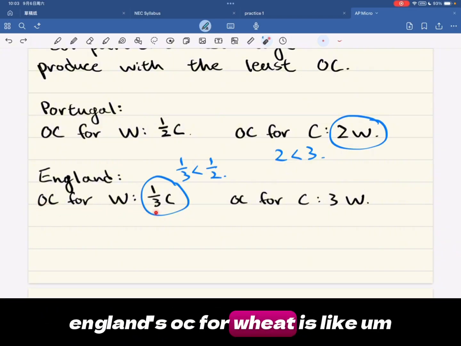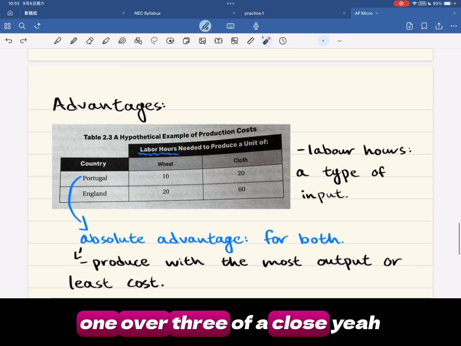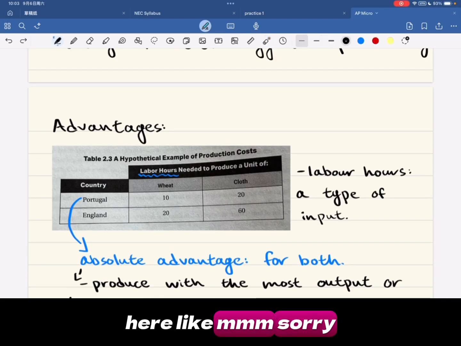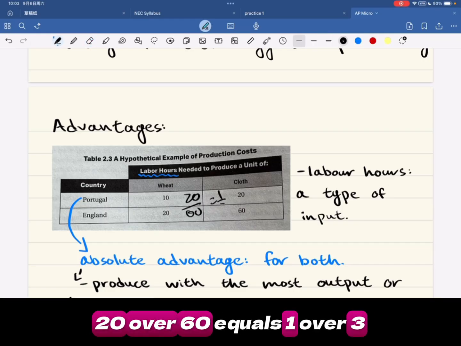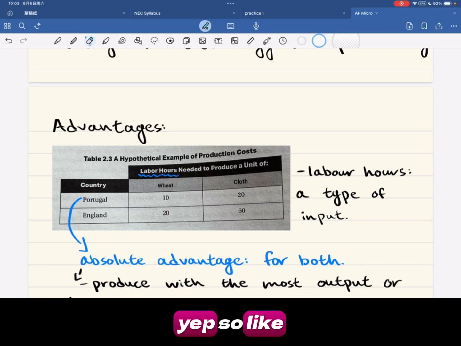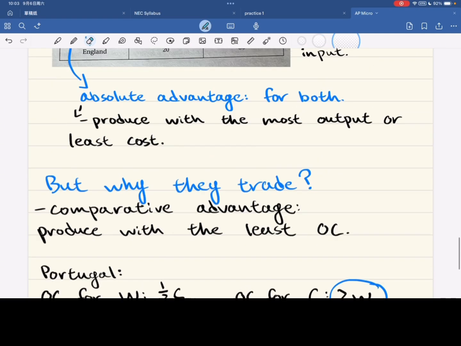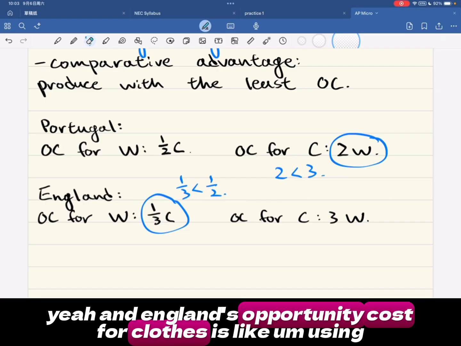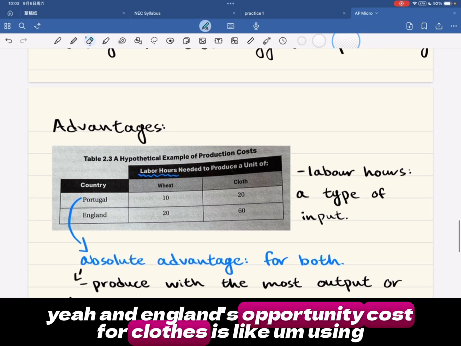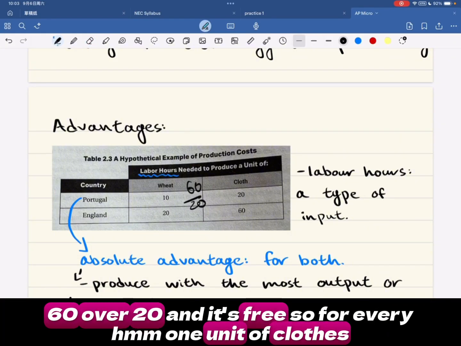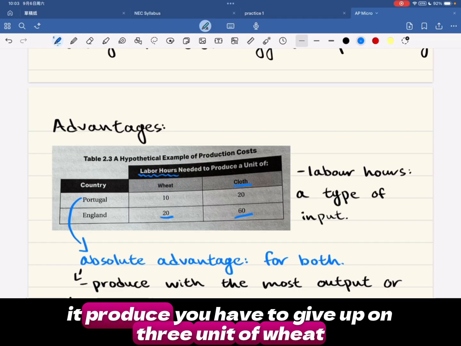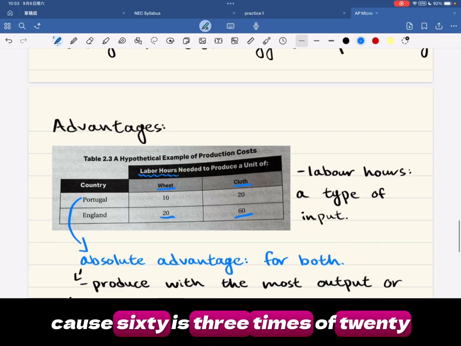Let's look at England's opportunity cost. England's OC for wheat is 1/3 of a clothes, because 20/60 equals 1/3. And England's opportunity cost for clothes is 60/20, which is 3. So for every 1 unit of clothes it has to give up 3 units of wheat, because 60 is 3 times 20.